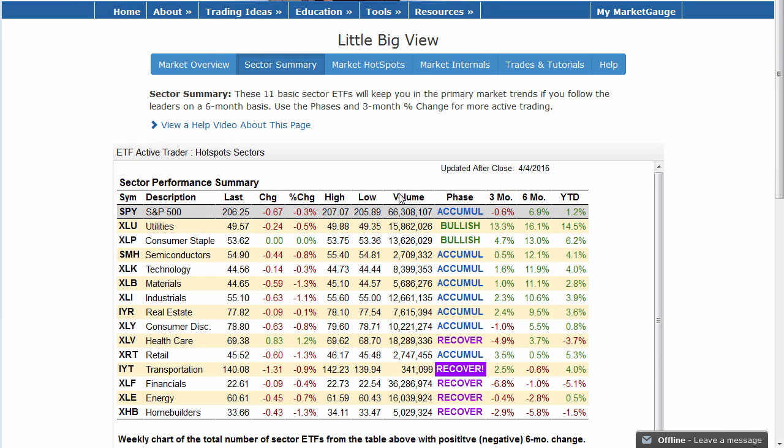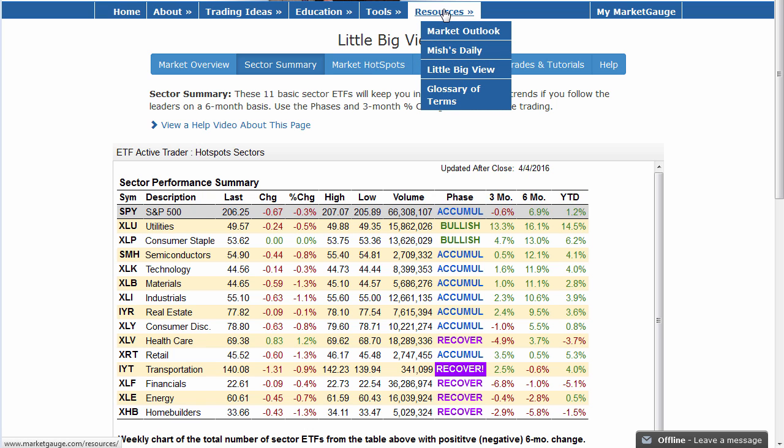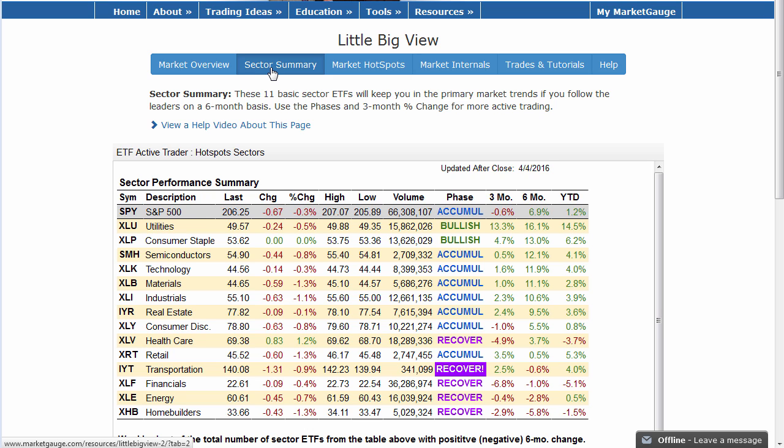Okay, so I just went to our website and went to the resources area, went to Little Big View, and clicked on market sector summary. You can also get here by going to marketgauge.com/sectors. And this is a brief list of the major sector ETFs.